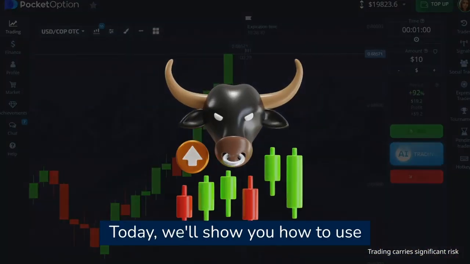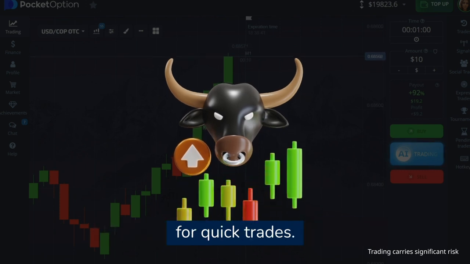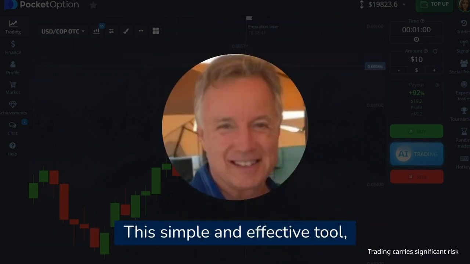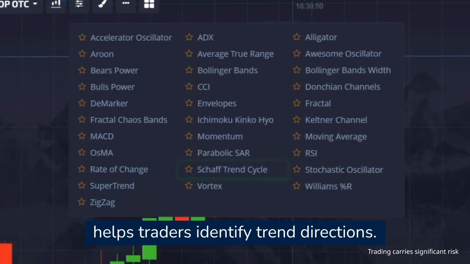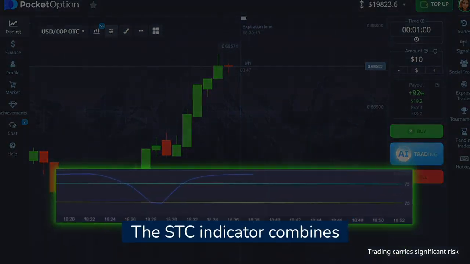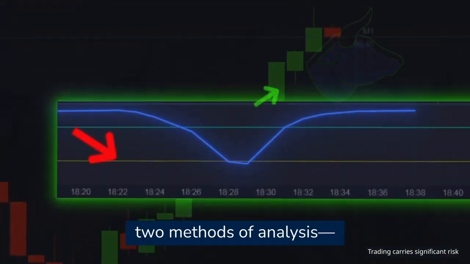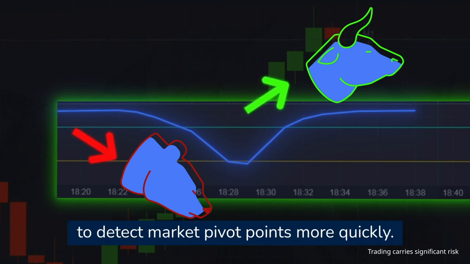How to use the Schaff trend cycle trading strategy. Today, we'll show you how to use the Schaff trend cycle STC indicator for quick trades. This simple and effective tool created by Douglas Schaff helps traders identify trend directions. The STC indicator combines two methods of analysis, MACD and the stochastic oscillator, to detect market pivot points more quickly.